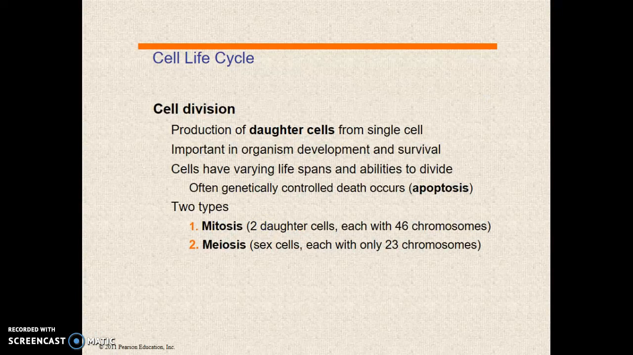The cell life cycle is important in that every cell undergoes its own life cycle. They will have life cycles of different time periods. Cells divide by two processes. One that we talk about the most in A&P is mitosis, where one cell becomes two cells, and the two daughter cells will have exactly the same chromosomes as the parent cell. Meiosis occurs to form sex cells. It occurs in the gonads, the ovaries and testicles, and those cells will only have half the chromosome number.